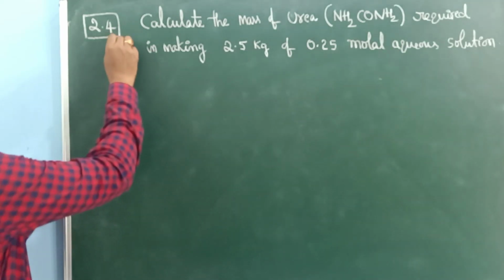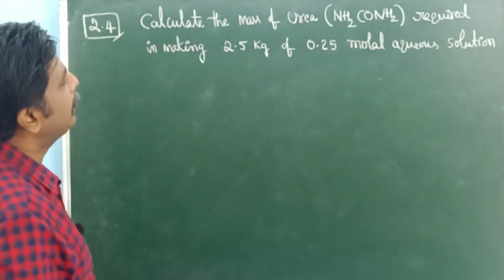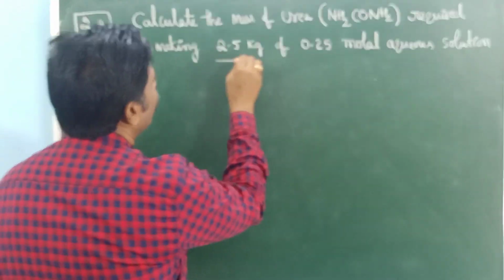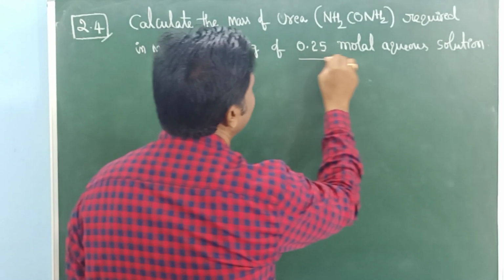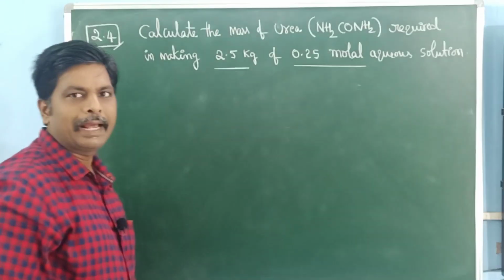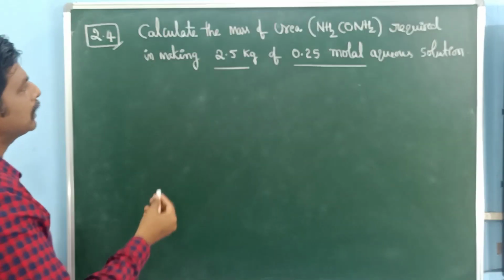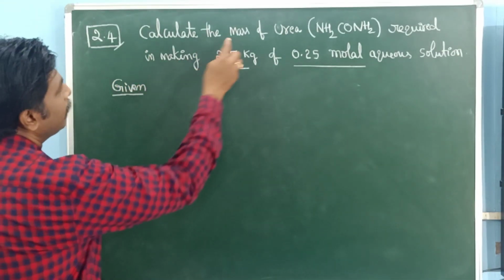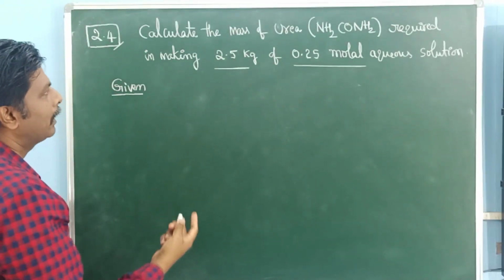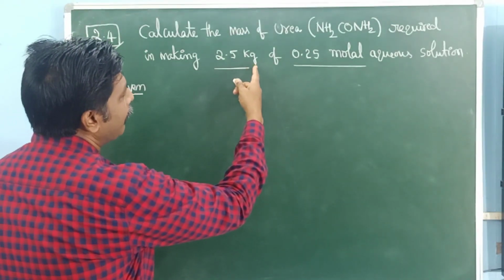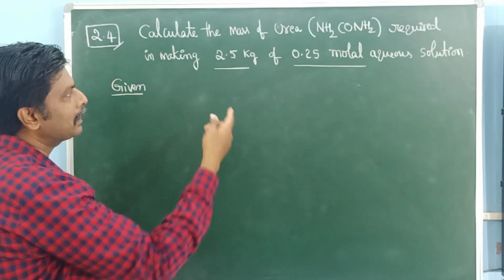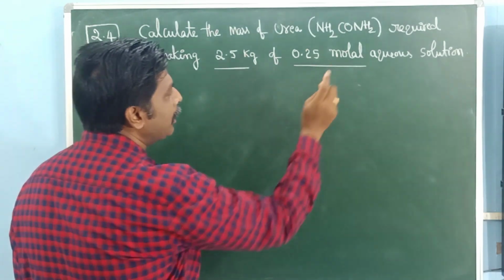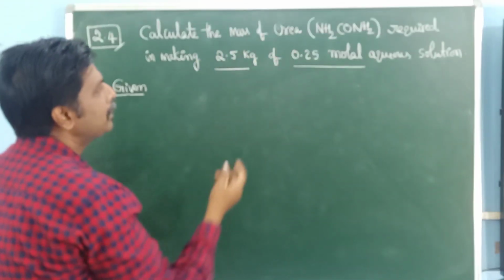Next question is 2.4. Calculate the mass of urea required in making 2.5 kg of 0.25 molal aqueous solution. In this question you have to calculate mass. Calculate the mass of urea required in making 2.5 kg solution. Mass of solution is given as 2.5 kg and molality given as 0.25. They asked for the mass of this solute.